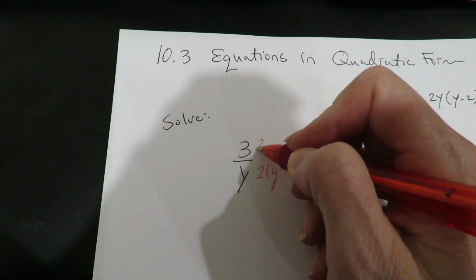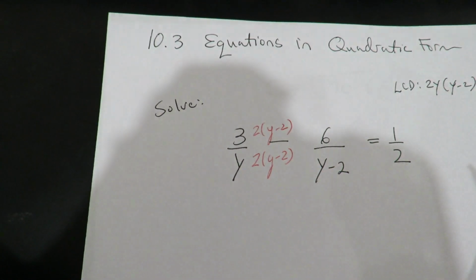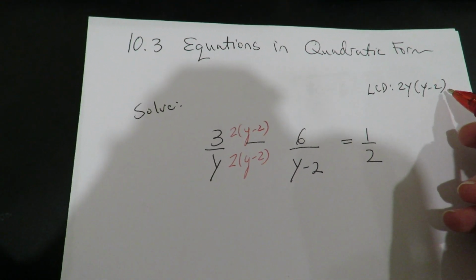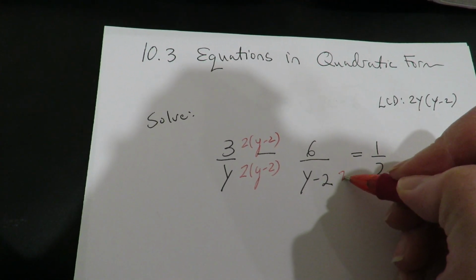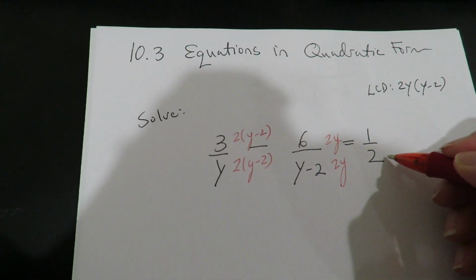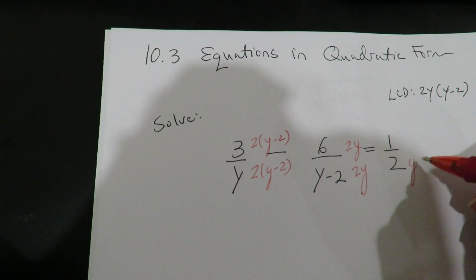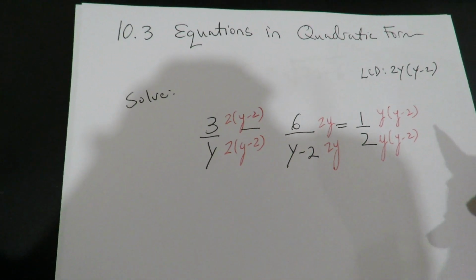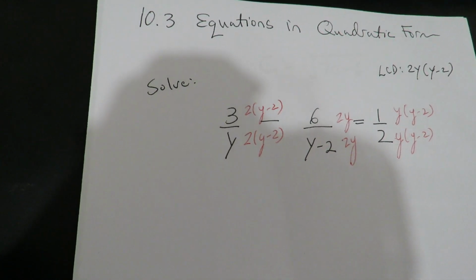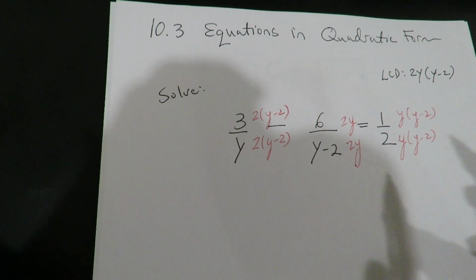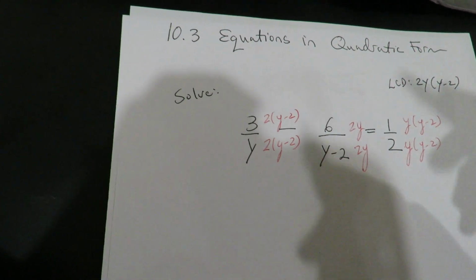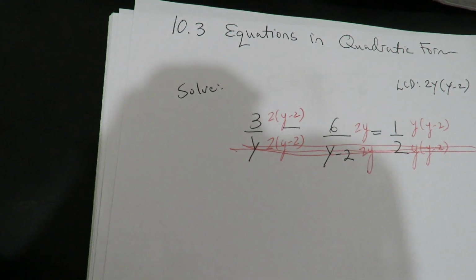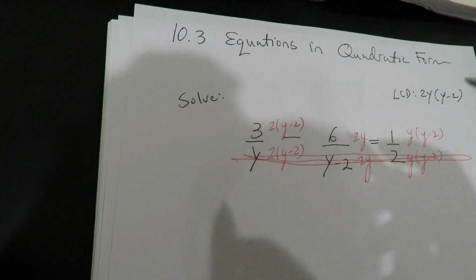In the first fraction, it's missing a 2 and a y minus 2 from the LCD. In the second fraction, it's missing just a 2 and a y. And in the third fraction, it's missing both the y and the y minus 2. So this is great. You're going to review these concepts because this stuff is going to come up on the final. So you balance these equations with what's missing, and then remember, once the bottoms are all equal, you can cross out the denominator.